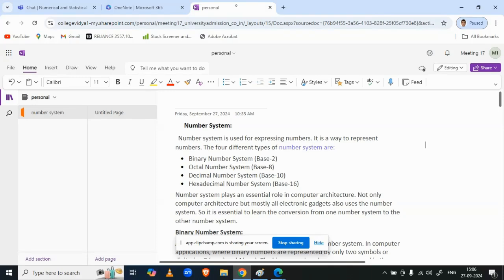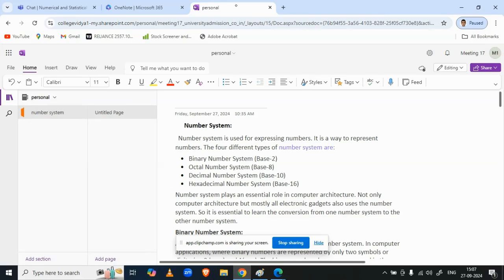There are several types of number systems which can be classified on the basis of the base or radix of the number system. So what do we mean by base here? The base or radix of the number system is the total number of symbols used to denote the numbers in the number system.